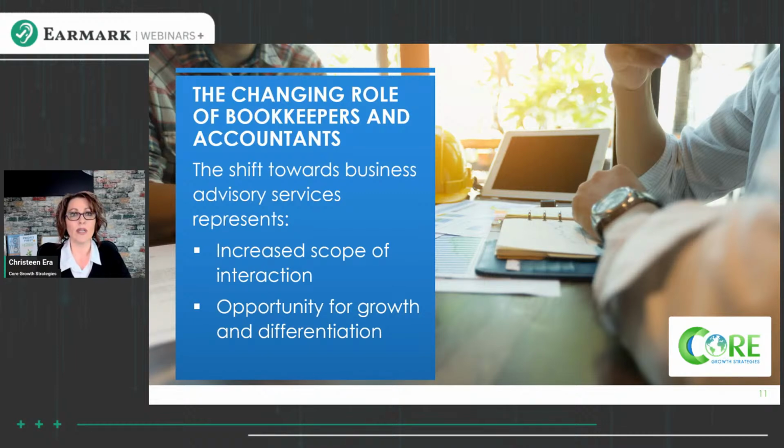If we're just focused on these things and doing these things, we can also create the opportunity to talk about these things and beyond. As I shared earlier, the shift towards business advisory services represents a significant opportunity for growth and differentiation in a company. But many professionals in this field find themselves struggling to transition into that advisory level.